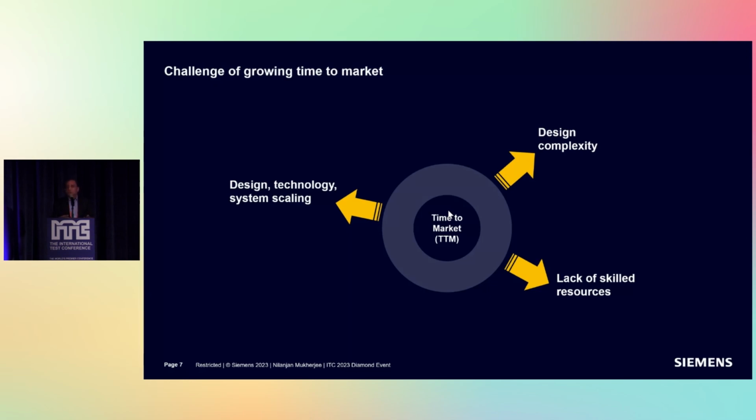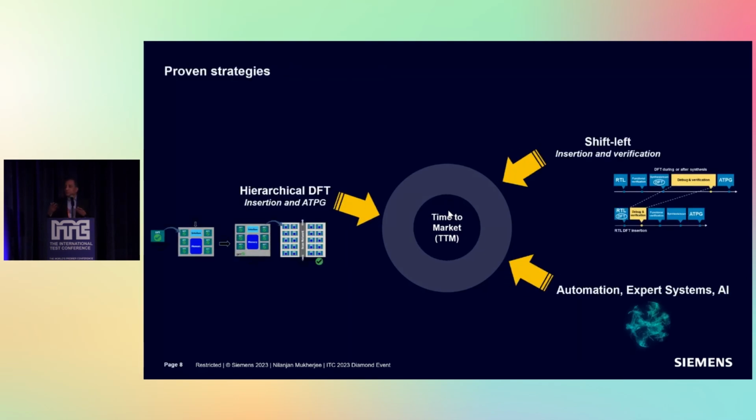So how do we address some of these challenges? There are some proven strategies or technologies that are already being used across the industry. One such is the hierarchical DFT technique. You can implement DFT at the board, tile, or core level, so that you can parallelize the activity across design teams or across geographic locations and reduce the total implementation time. That not only reduces your implementation time, it also reduces the amount of machinery that is needed to complete the task.